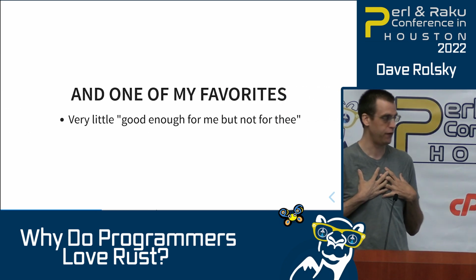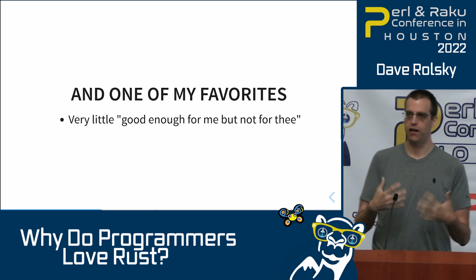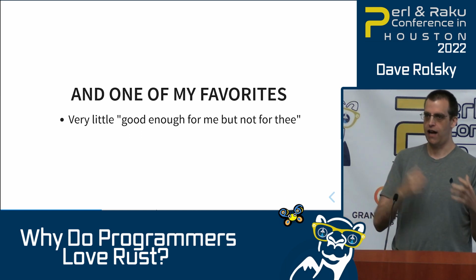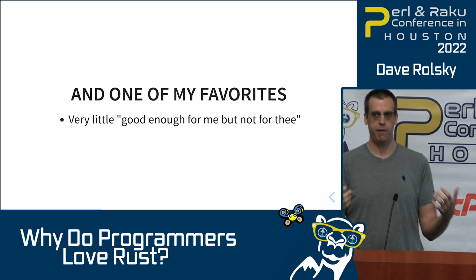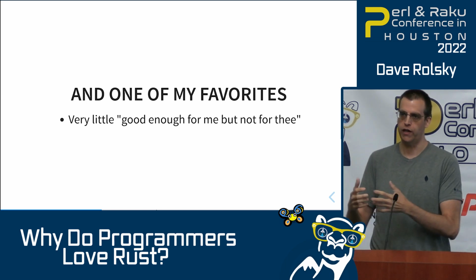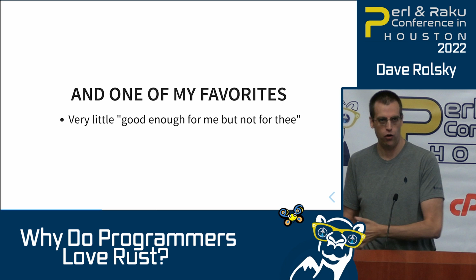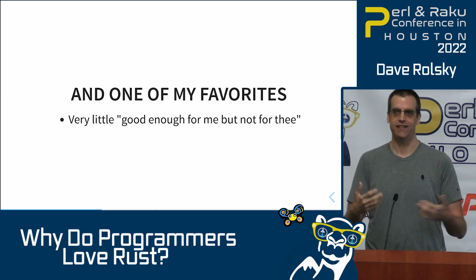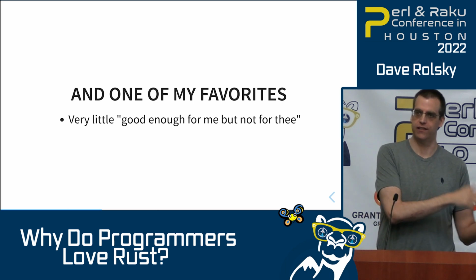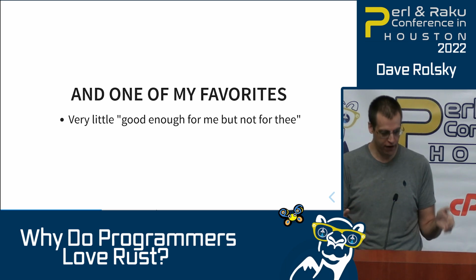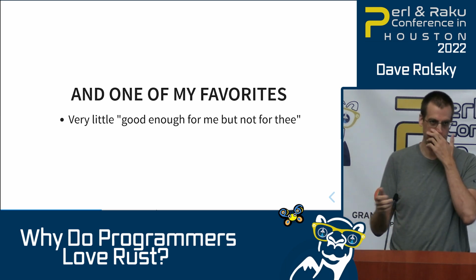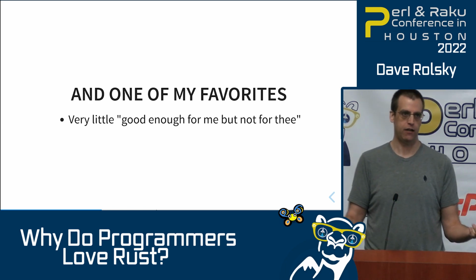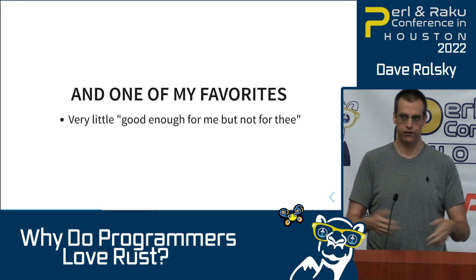And one of my personal favorites, there's no "good enough for me, but not for thee." By which I mean, almost every feature in the language is implemented in an open way where you can use those same features in your code. You can write things that act just like all the stuff in the standard library. There's very, very few things that are implemented in the compiler itself. For example, you can implement overloading for most operators.